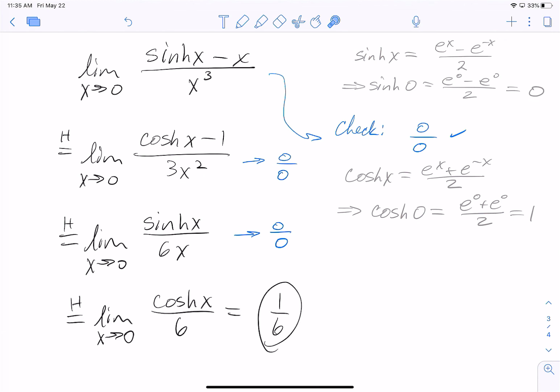One more time, folks. The derivatives are hyperbolic cosine of x for the numerator, 6 for the denominator. Substituting x equals 0 gives us finally 1/6, which is our answer. We apply L'Hopital's rule as many times as we need to until we can substitute and not have an indeterminate form. And I once again request, every time you apply L'Hopital's rule, please put a little H over your equal sign.